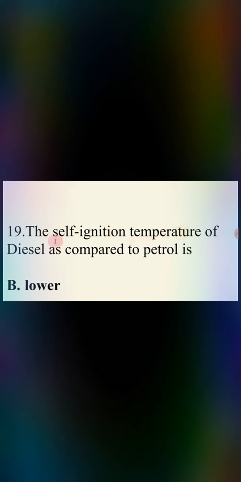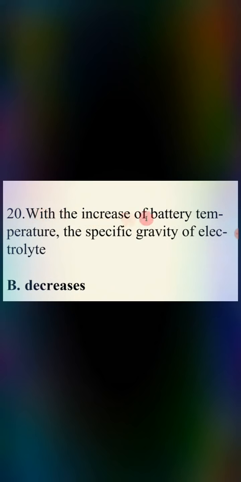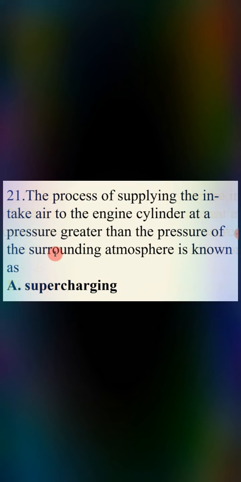The self-ignition temperature of diesel as compared to petrol is lower. So the self-ignition temperature of diesel is lower as compared to petrol. With the increase of battery temperature, the specific gravity of electrolyte decreases.